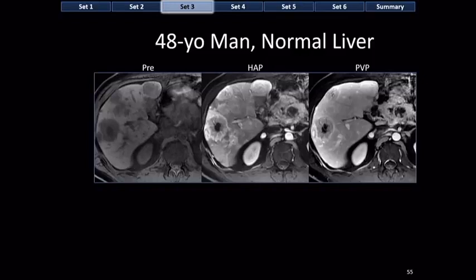So what is this mass? Now, I'll give you a little clue that there's a finding outside the liver that potentially might clue you into the diagnosis, but I won't tell you what it is quite yet. I'll allow you to think about it.